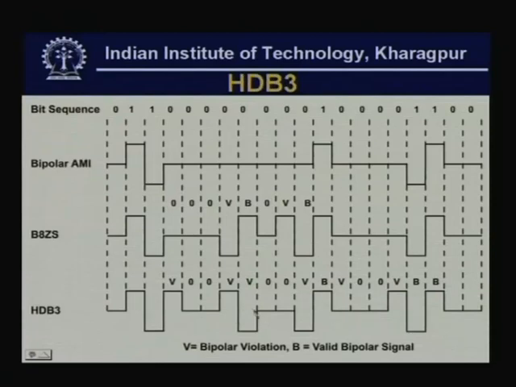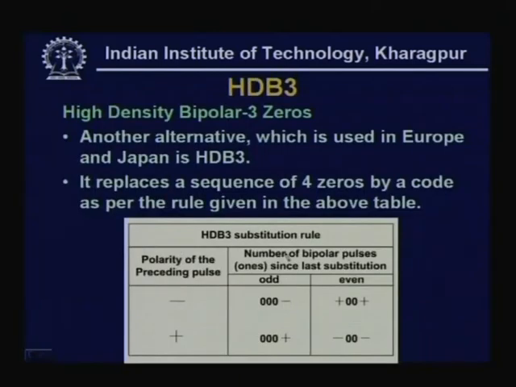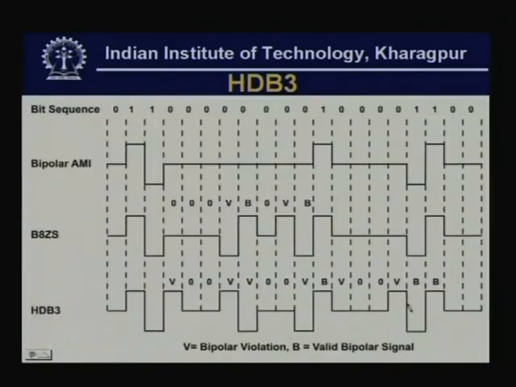Now, here again another 4 zeros are there. So, in this case, since the previous pulse is positive, this will be done as per this rule, negative 0 0 negative. So, here you see negative 0 0 negative. So, this is how the 8 zeros, the first 4 zeros are replaced by this code and the next 4 zeros are replaced by this code, and you see here 2 positive and 2 negative. So, the average value will be 0.